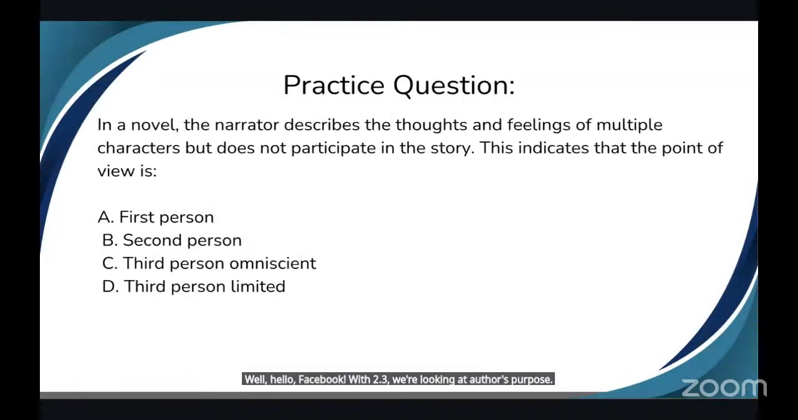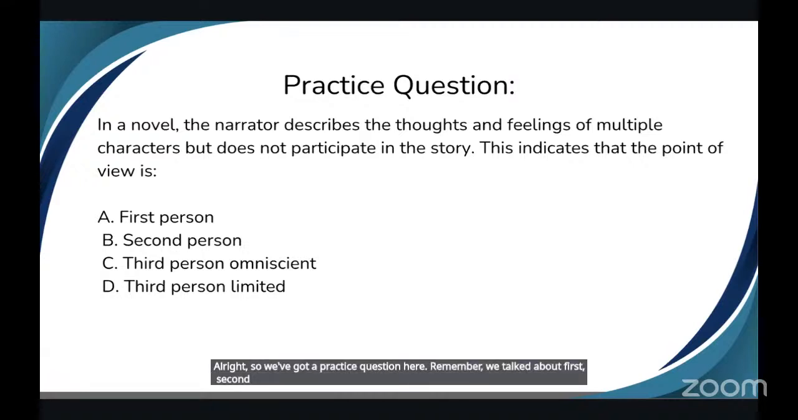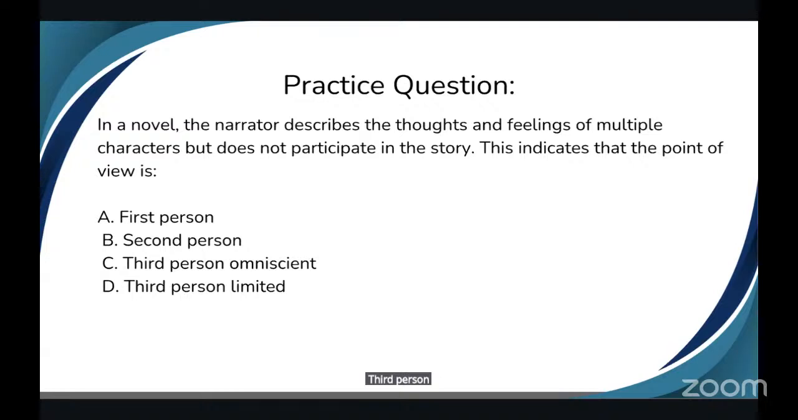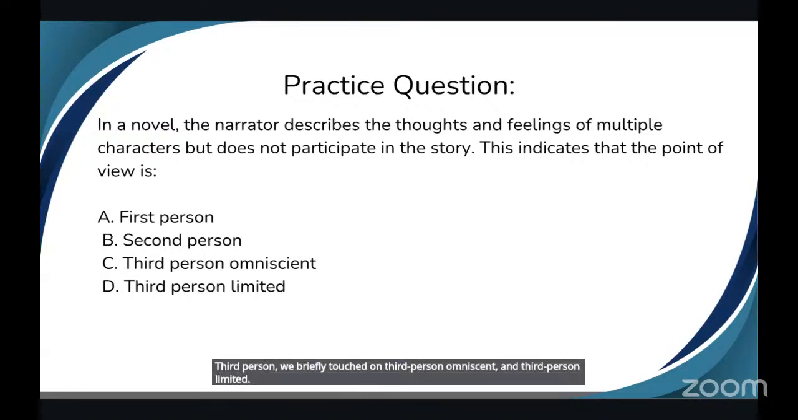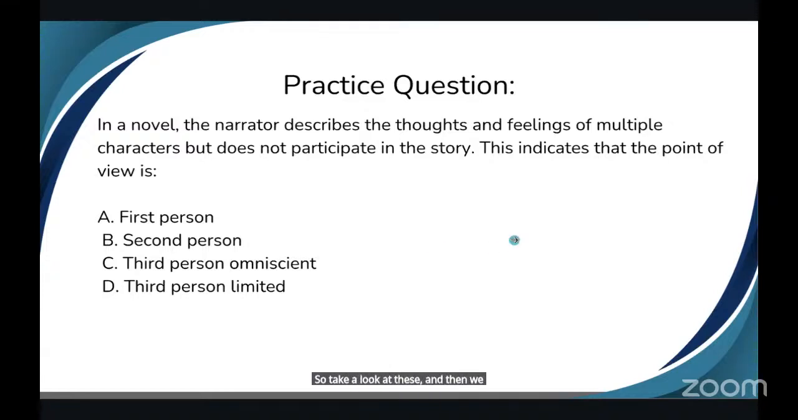All right, so we've got a practice question here. Remember, we talked about first, second, third person. We briefly touched on third person omniscient and third person limited. So take a look at these and then we'll go back and review as needed. All right, I'm going to put 30 seconds on the timer. Ready and go.